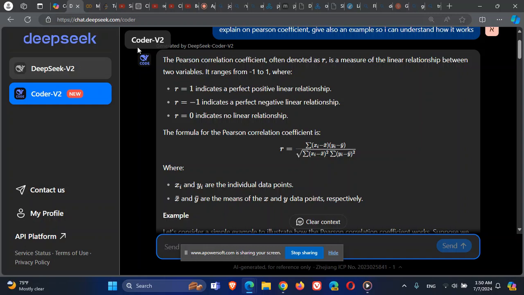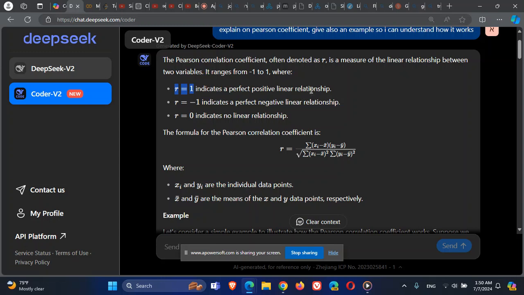And now is to talk about the Pearson correlation coefficient, which is denoted as R. The purpose of this is to calculate the linear relationship between two variables. So the value of the coefficient is between -1 and 1, where 1 indicates a perfect positive linear relationship.